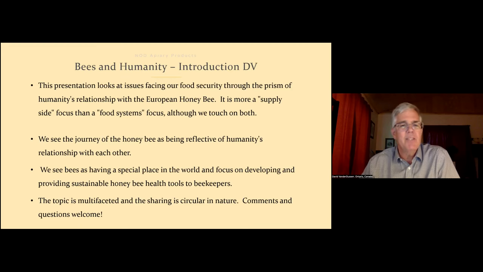We see the journey of the honeybee as being reflective of humanity's relationship with each other, and we'll get into some details on that. We see bees as having a special place in the world, and our focus is on developing and providing sustainable honeybee health tools to beekeepers. That's the business that we're involved in. So that's not an academic exercise, it's an actual business of getting tools into beekeepers' hands. And as mentioned, the topic is multifaceted and the sharing is circular in nature because one thing affects the other. Comments and questions are welcome.